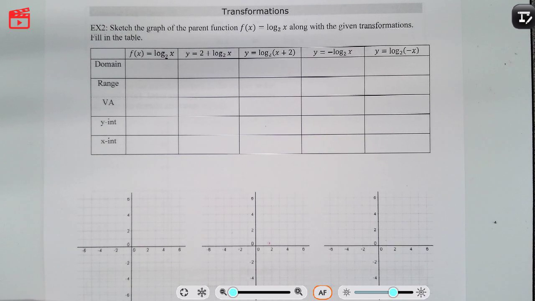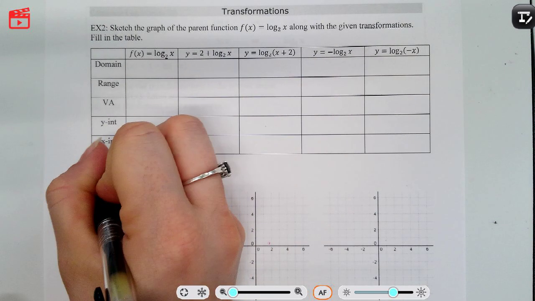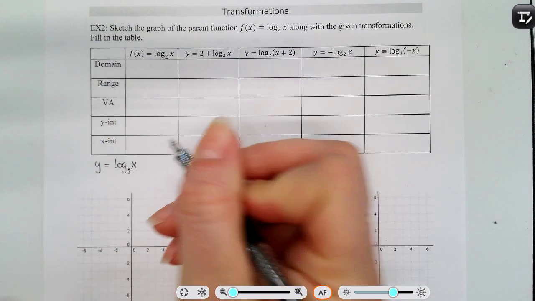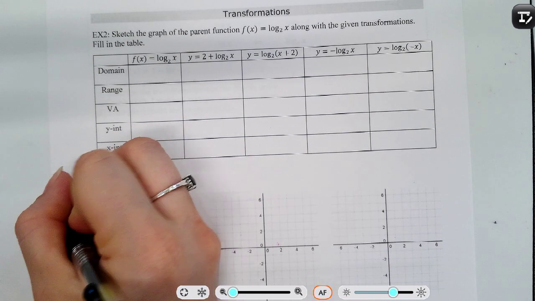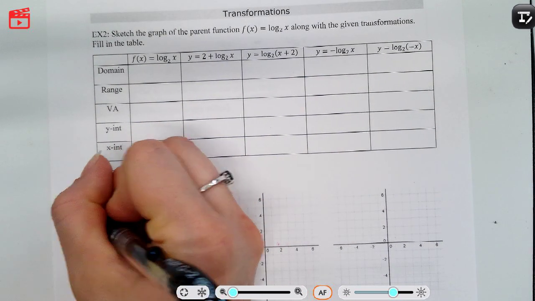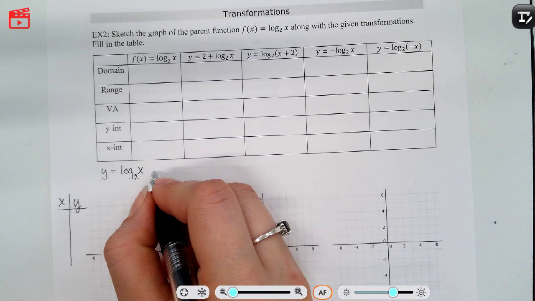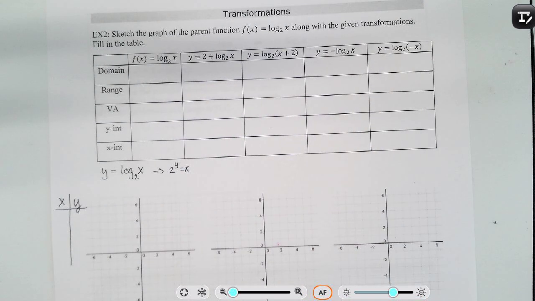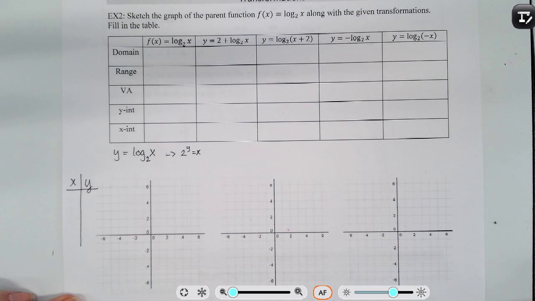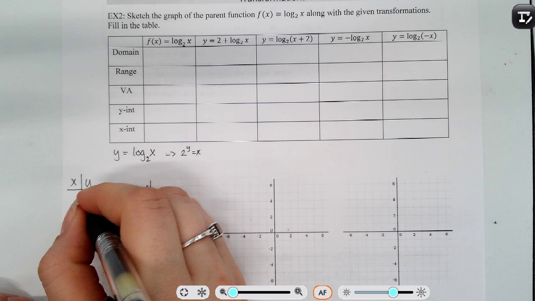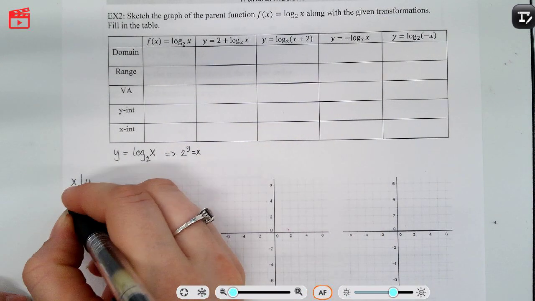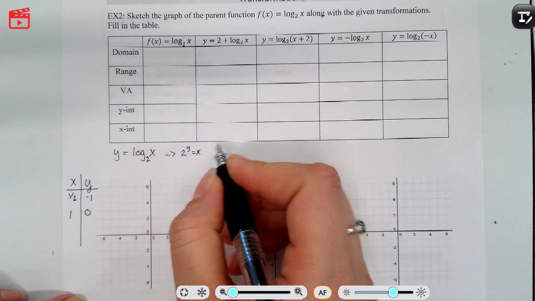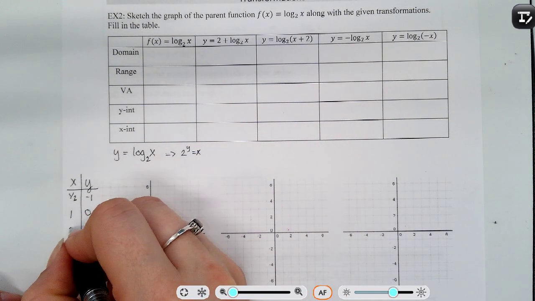All right, so let's see. Okay, starting with our parent function, I'll do it in black. Y equals log base 2 of x. And when I'm filling out my table, because I want to pick 3 main points I'll be using for the transformations, I'm going to go ahead and switch this into exponential form. So it's 2 to the y equals x. For this, it's easiest if we pick y values and solve for x. So 2 to the negative 1 power, as we did before, is a half. 2 to the 0 power is going to be 1. And 2 to the 1 power will give me 2.